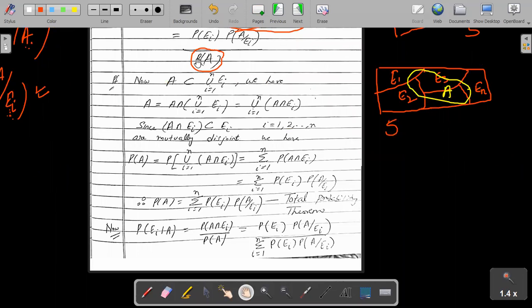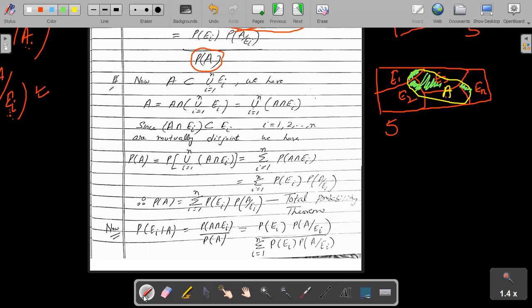So proof wise, what is given to us is that A is a subset of union i from 1 to n E_i. So obviously, if you look at this Venn diagram, A is part of the union, so some portion of A comes from E1. So how can I write A? A is A intersection E1, then A intersection E2, then A intersection E3 and so on up to A intersection En. Obviously, because A is part of this union, some portion of A will come from E1, some portion from E2, some portion from E3, and so on.